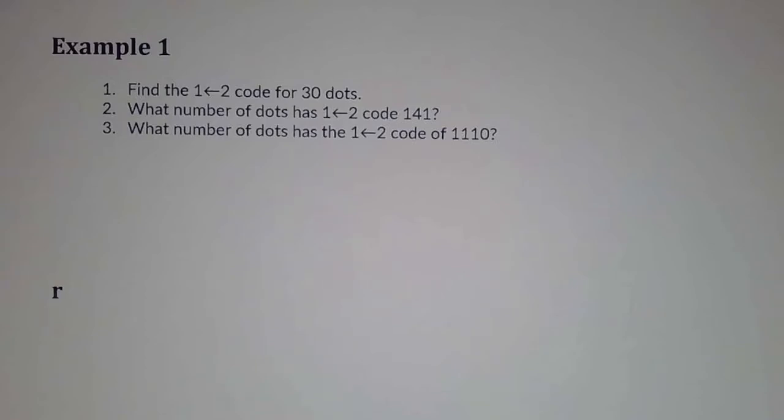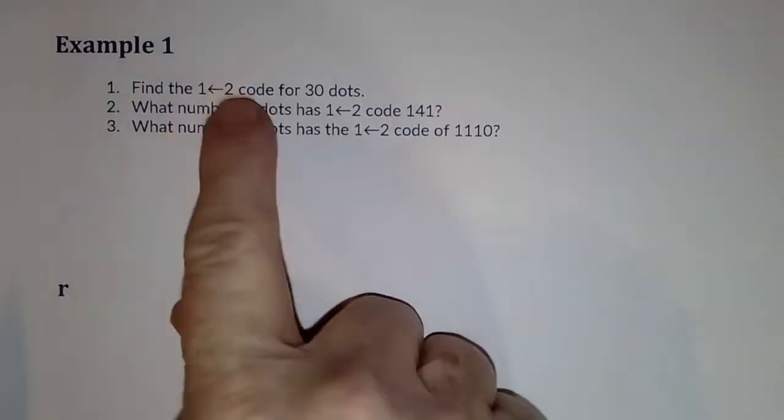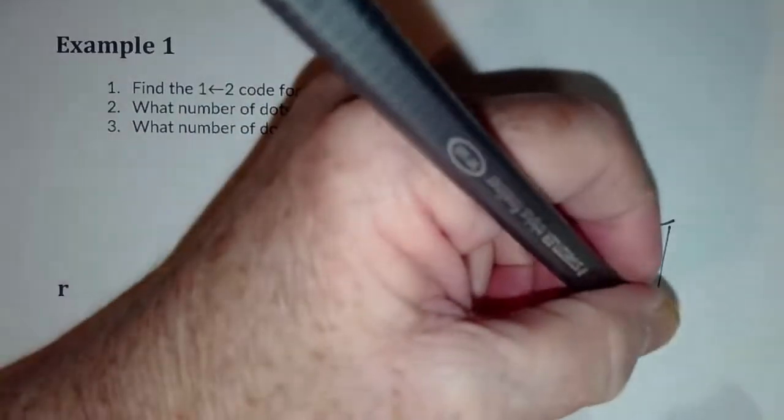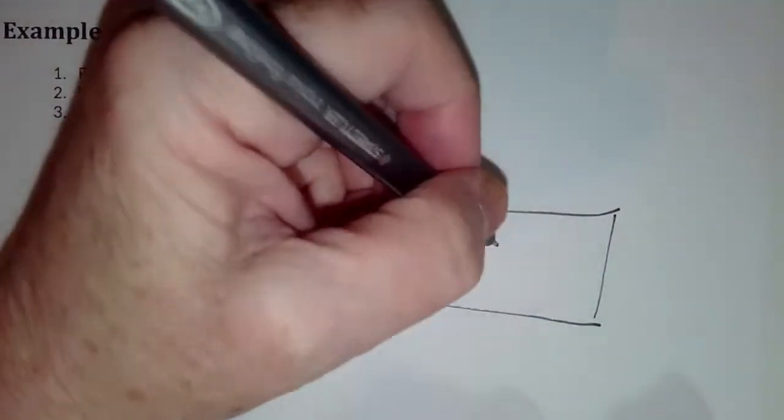Everyone, this is going to be a short video to go over the idea behind this 1-2 code, 1-3 code, whatever we're talking about. So let's find the 1-2 code for 30 dots two different ways. Let's do it the way we have it in the notes.